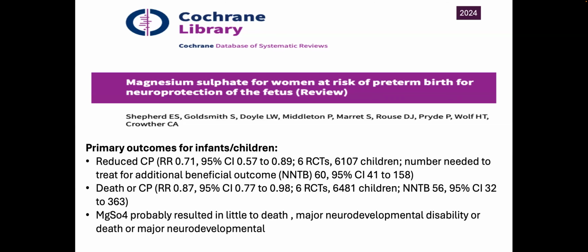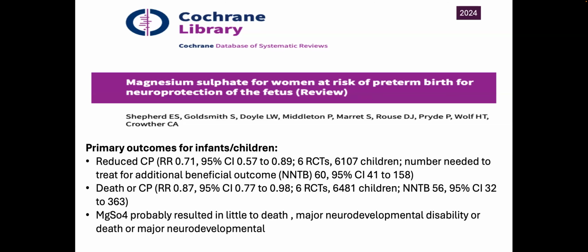And the confidence intervals were clearly in favor of the benefit. The death or CP outcome had an RR of 0.87, and again the confidence interval was between 0.77 to 0.98, from 6 RCTs and another 6,481 children. So it also offers some benefit if you combine both outcomes, that is the death and the CP. And if you take only the death, probably it has a comparable effect on the death.